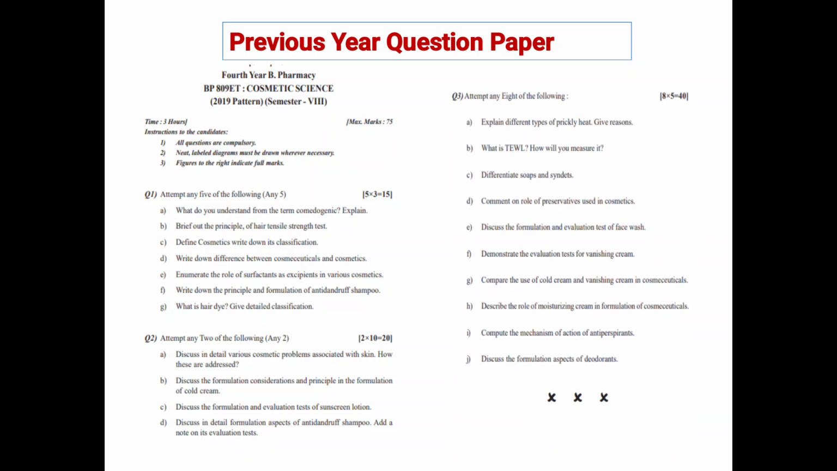Explain different types of prickly heat. What is TEWL? How will you measure it? Differences between soap and syndet. Comment on the role of preservatives used in cosmetics. Discuss formulation and evaluation tests of face wash. Demonstrate the evaluation tests for vanishing cream. Compare the use of cold cream and vanishing cream in cosmeceuticals. Describe the role of moisturizing cream in formulation of cosmeceuticals. Explain the mechanism of action of antiperspirant and discuss formulation aspects of deodorant.